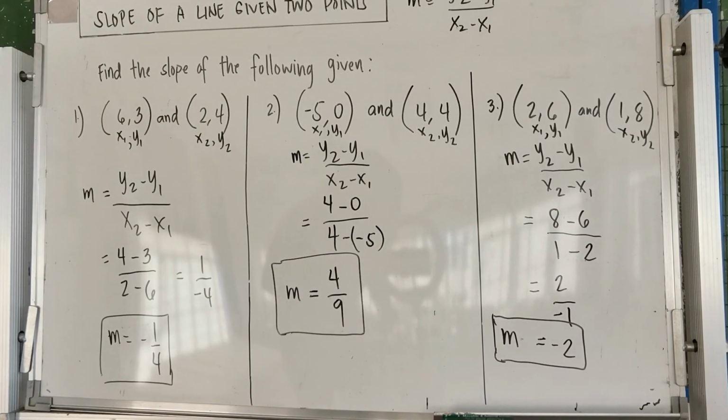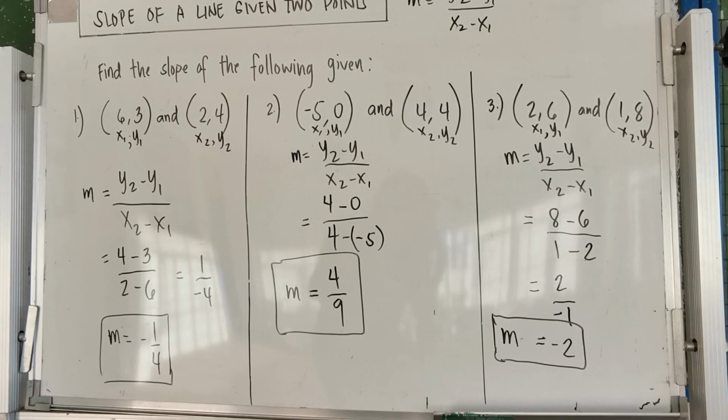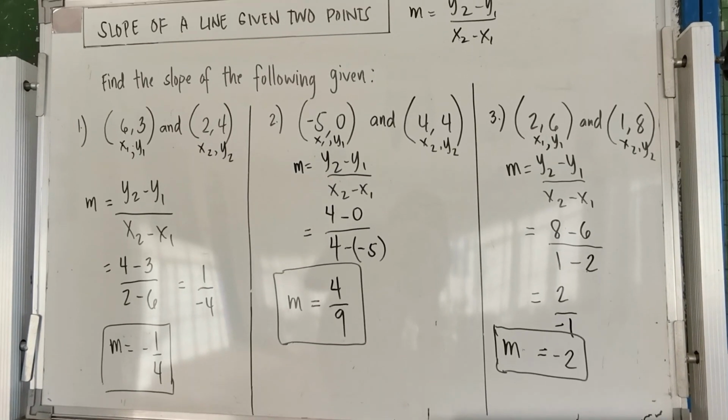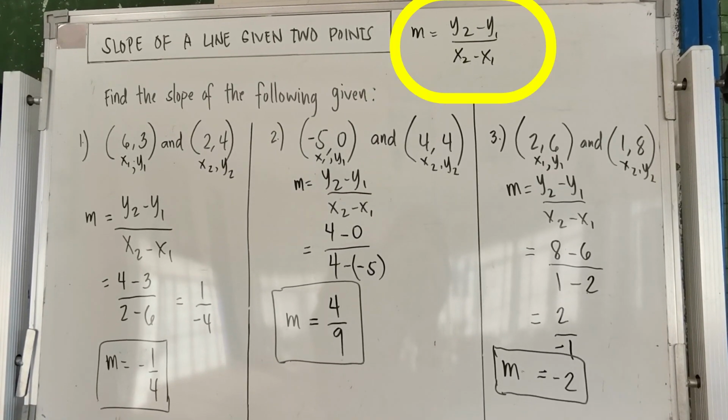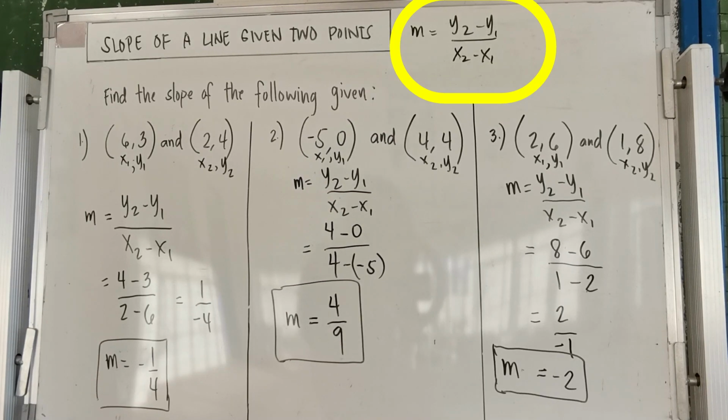Okay, so that's it for our slope of a line given 2 points. So remember, ang ating formula ay y sub 2 minus y sub 1 over x sub 2 minus x sub 1.